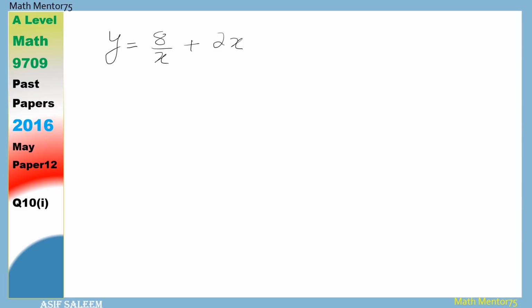So let me write down this equation. y equals 8x raised to the power minus 1 plus 2x. That would be easy for differentiation purpose. First derivative, dy over dx, that would be minus 8x^(-2) plus 2. We can write it as minus 8 over x squared plus 2. This is our first derivative, dy over dx.